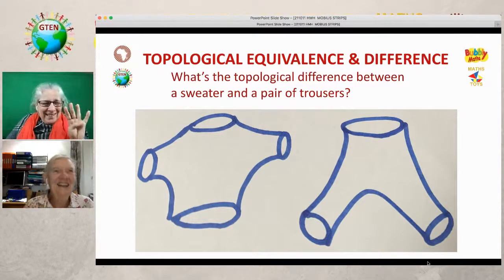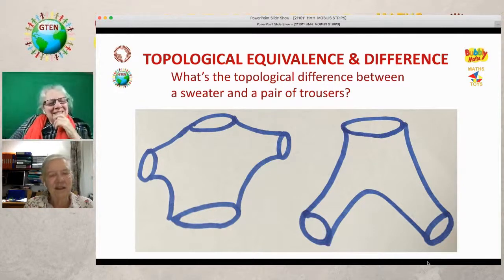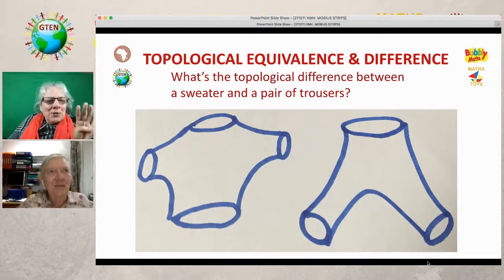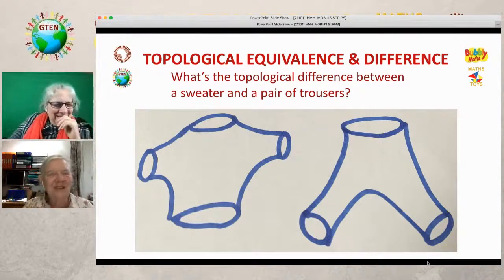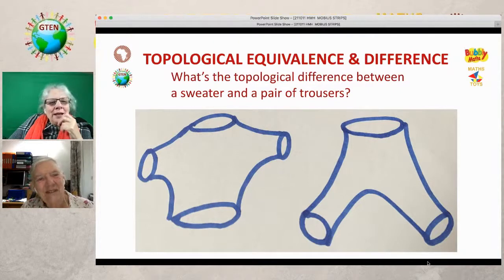4. I think so. Yes, you've got a bottom edge, the edge around your neck, and each of those is a hole. And as we all know, you put your arms out the other 2 holes. Yeah, 4. And 3 for the trousers. Right. So they're different topologically because they have a different amount of holes. Yes.